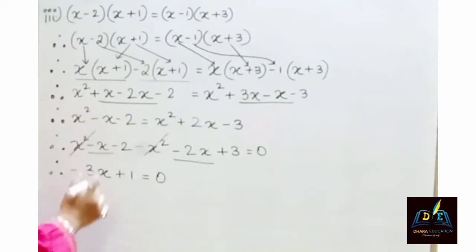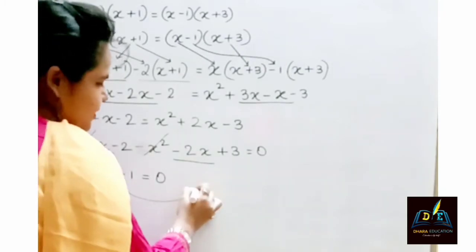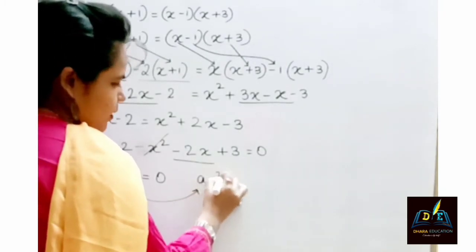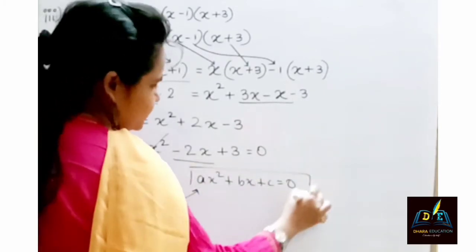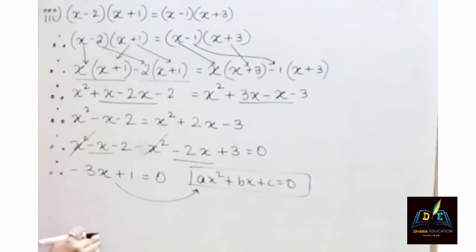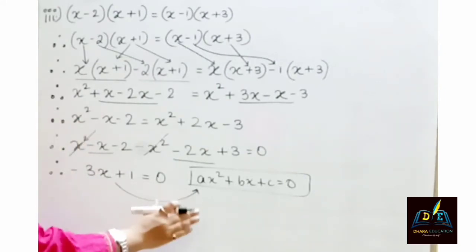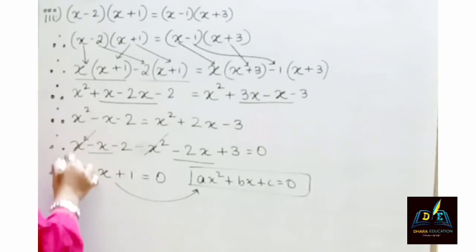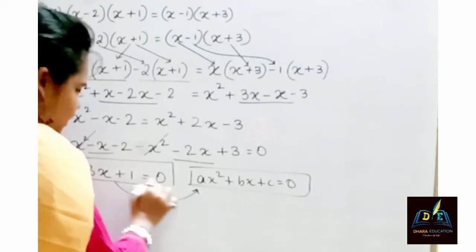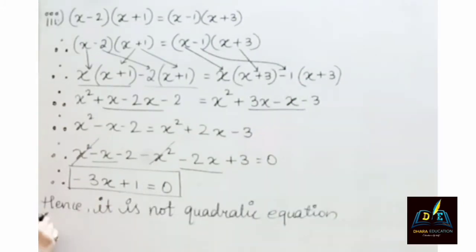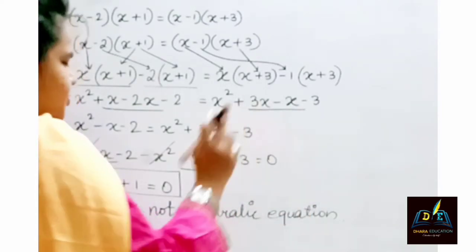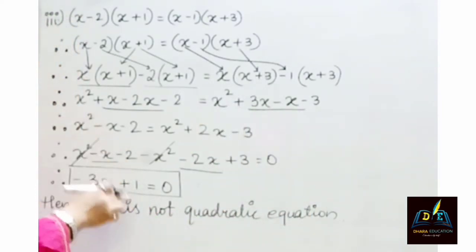So now we have to compare this with the standard form, that is ax square plus bx plus c is equals to 0. Correct? So does this fulfill the standard form? No, it is not fulfilled. So it means what? It is not a quadratic equation. You just need to write this. Hence, it is not a quadratic equation because it is not as per the standard form.